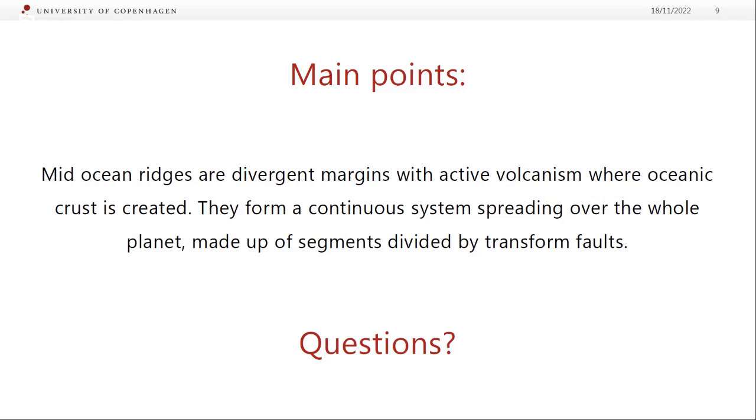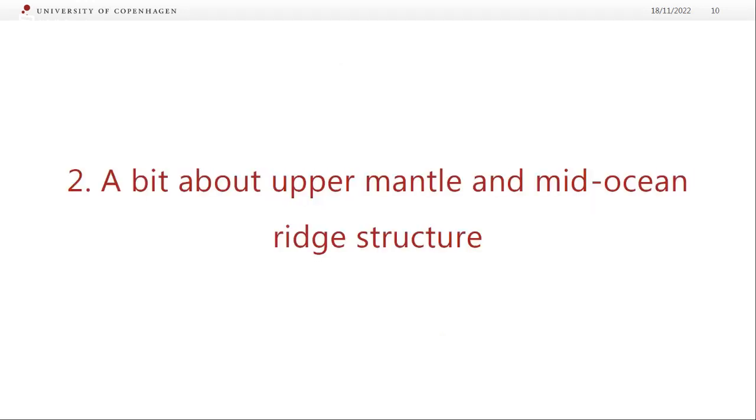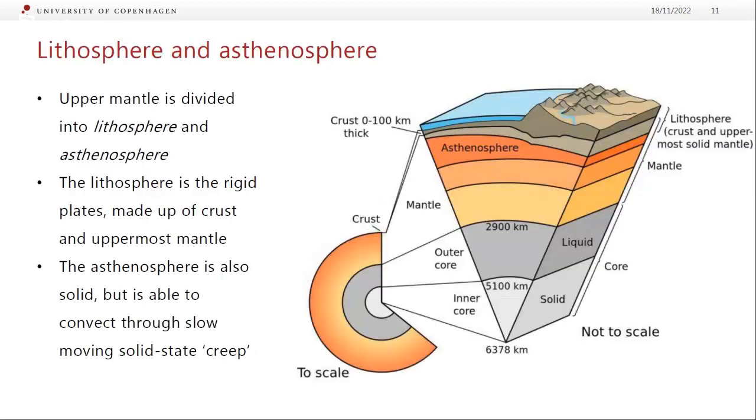So just to summarize that, mid-ocean ridges are divergent margins. They have active volcanism, and we're creating new oceanic crust there. There's a continuous system that spreads over most of the world's oceans, and they're made up of ridge segments separated by transform faults. Was that everyone on board? Any questions? Good. All right, we'll get into some more details now and talk about upper mantle and mid-ocean ridge structure.